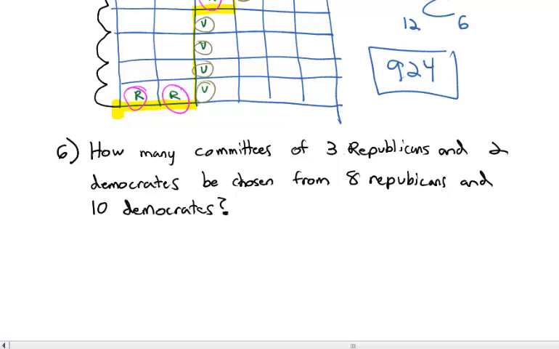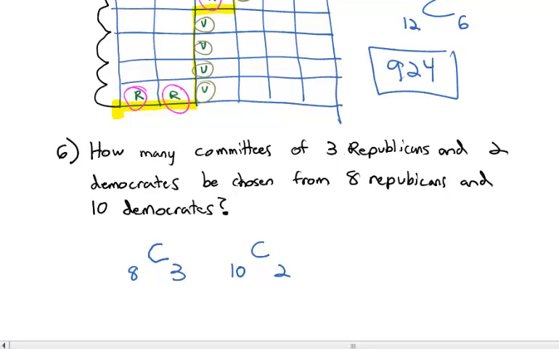So maybe there's only 8 Republicans eligible for this committee, 10 Democrats eligible for this committee, and we're going to choose 3 Republicans and 2 Democrats. How many ways can we do that? Well, we have to treat each group again separately because the groups aren't going to mix. If we end up with too many Republicans or too many Democrats, this committee doesn't work. So we're going to do a combination for the Republicans and a combination for the Democrats, because again, the order doesn't matter. There are a total of 8 Republicans to choose from, and we are going to choose 3 of them. There are also a total of 10 Democrats to choose from, and we are going to choose 2 of them.